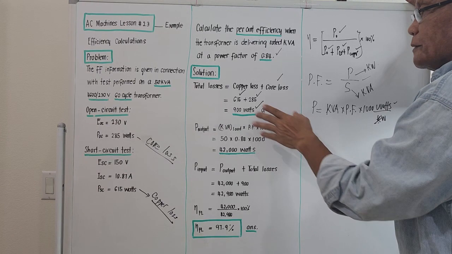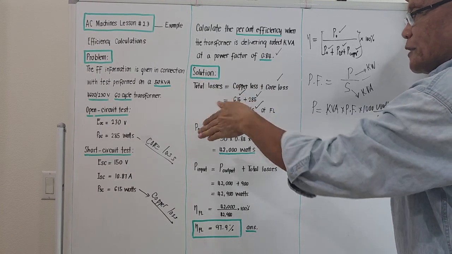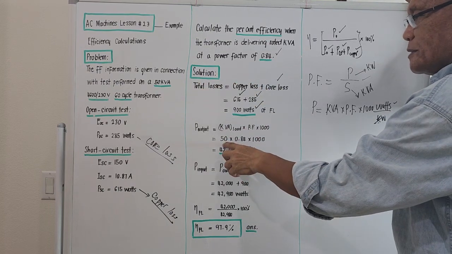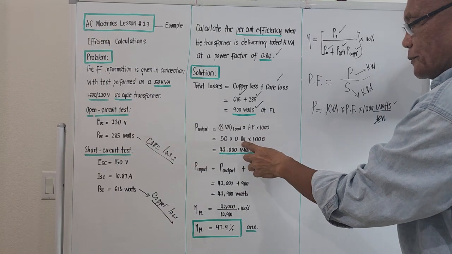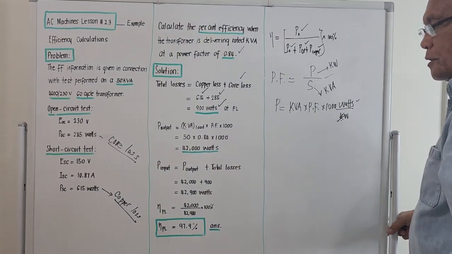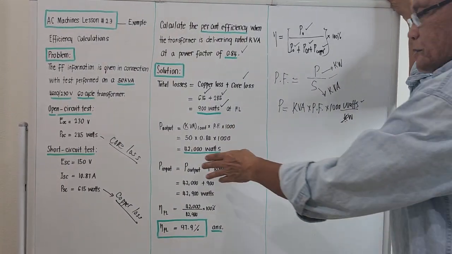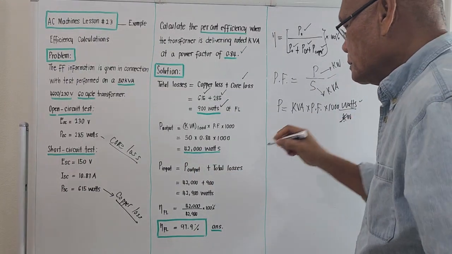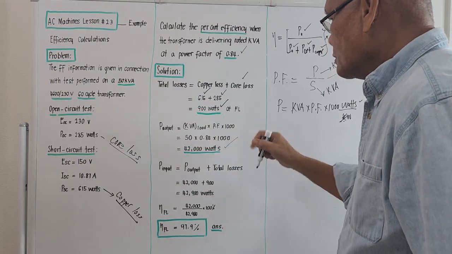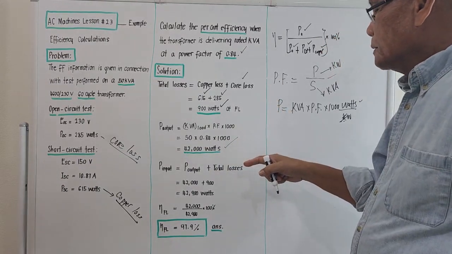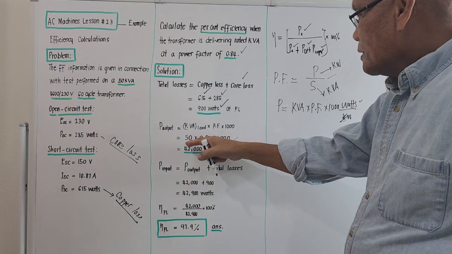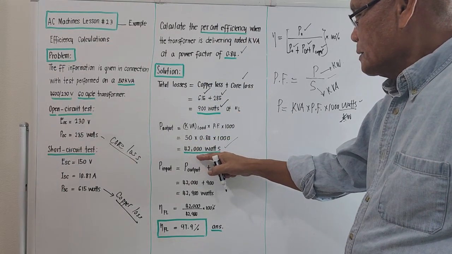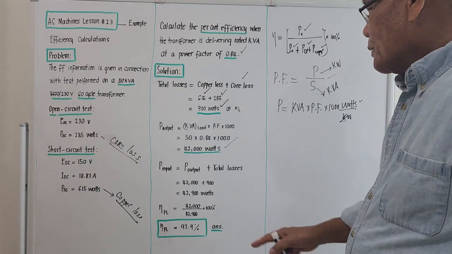The rating of 50 kVA is actually the output of the transformer. So that will be 50 kVA multiplied by 0.84 times 1000. If we multiply this, this should be 42,000 watts. So meaning to say, the power output, if the given load is 50 kVA and the power factor is 0.84, is 42,000 watts.